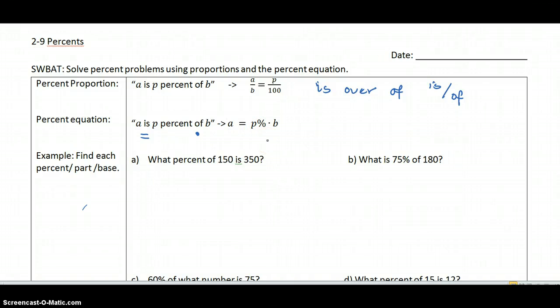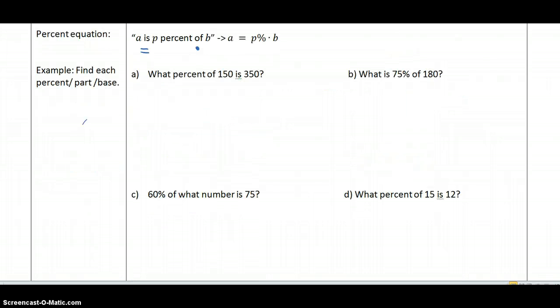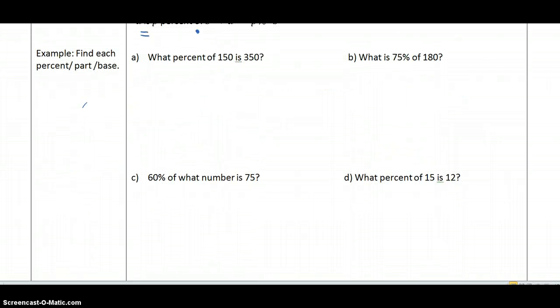Okay, so example. Find each percent, part, or base. Now your directions in your book and for your homework are going to break those down into two or three different sets of examples. Whether you're using the percent proportion or the equation, you're going to need the same method no matter what the directions are. So it might say find each percent, or find each part, or find each base. Same process for each one. So let's look at the first one.